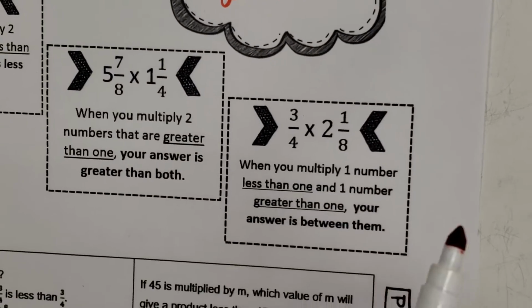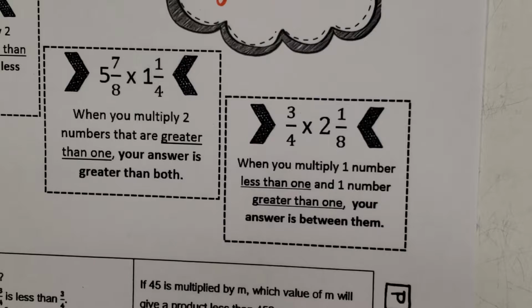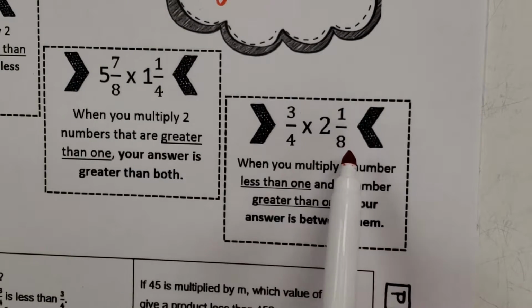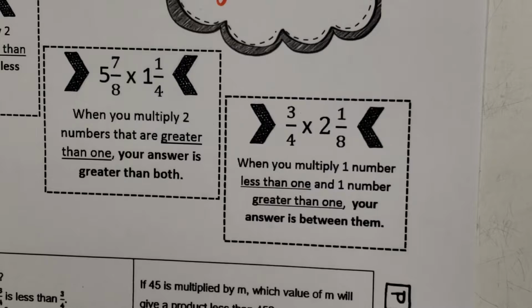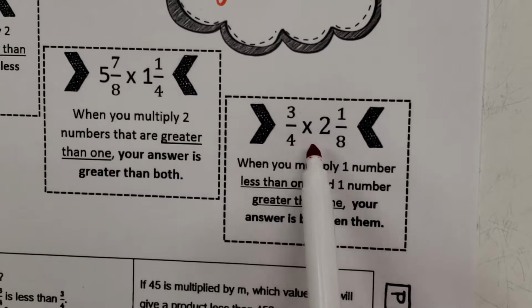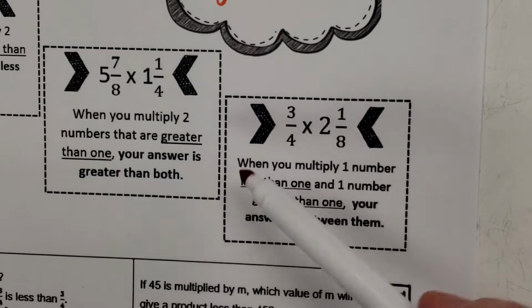And the last one says that when you multiply one number that's less than 1 and one number greater than 1, your answer is somewhere in between them. That means my answer is greater than 3/4 but less than 2 1/8. Okay, because if I multiplied 2 1/8 times 1, I would get 2 1/8. But I'm multiplying it by something less than 1, so it's going to be smaller than this. Okay? So we're going to use these 3 rules to answer these 4 questions here and talk through them for a second.